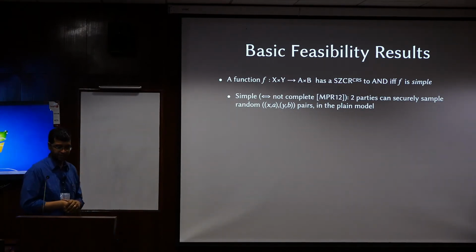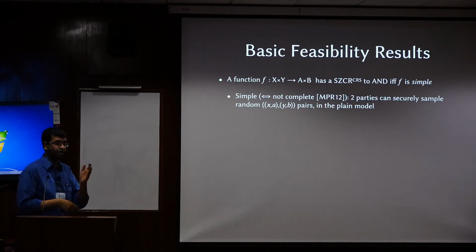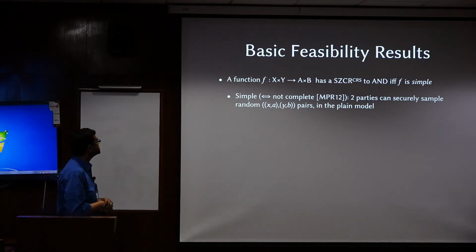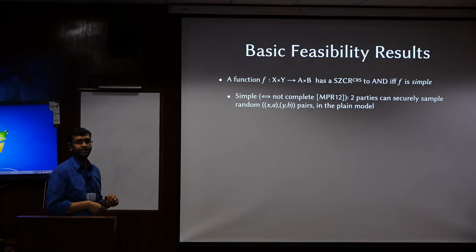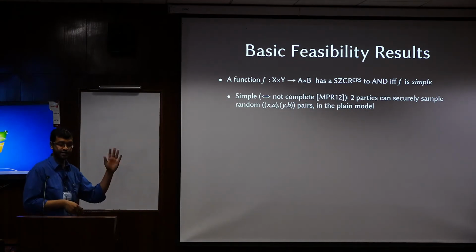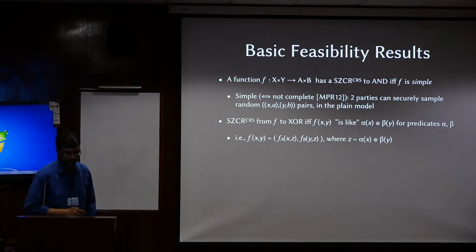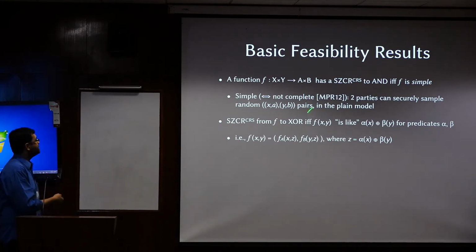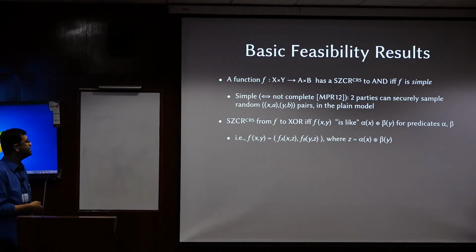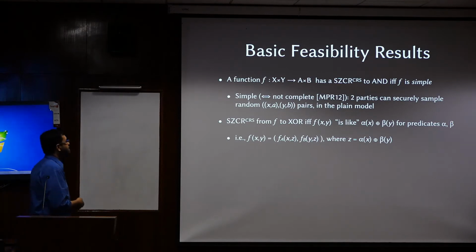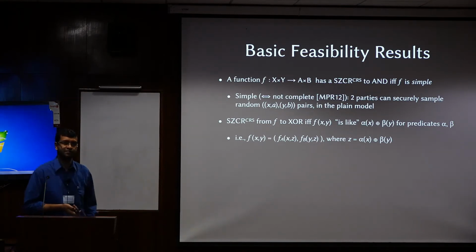Simple is essentially the definition of which ones are complete, or not being simple is the definition of which ones are not complete, and those things do not have a reduction to AND using CRS. How about instead of AND, if I give you XOR, then it gets even simpler, or the things that you can do are even simpler, essentially only things which are like XOR.